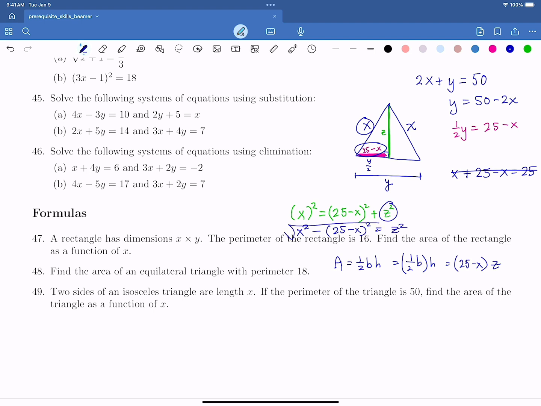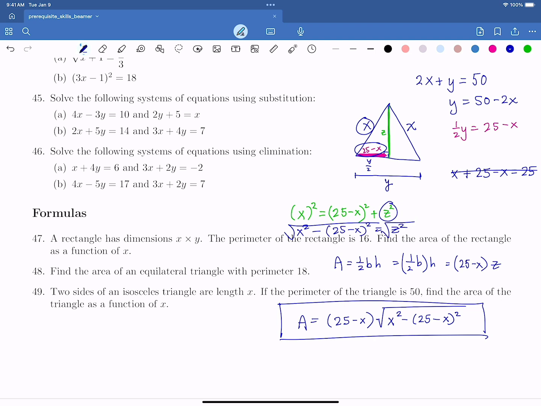If I take the square root of both sides, now technically I'm going to have plus or minus z, but since we're talking about the length of a side of a triangle, we can ignore the negative root, just use the positive root. So area equals 1/2 of the base, which is 25 minus x, times the height. The height is my expression for z, so square root of x squared minus 25 minus x squared, like so. This is my area expressed in terms of x.